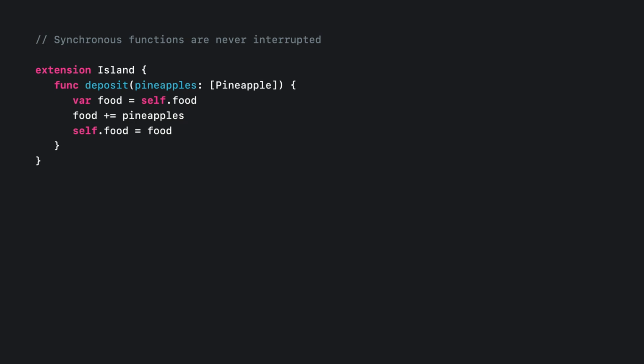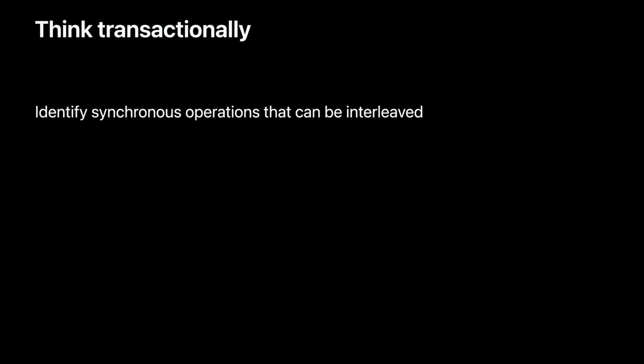Because this is synchronous code, it will run on the actor without interruption. So we can be sure that the state of the island will be unchanged by anyone else throughout the entire function. When you are writing your actor, think in terms of synchronous transactional operations that can be interleaved in any way. Every one of them should ensure that the actor is in a good state when it exits.